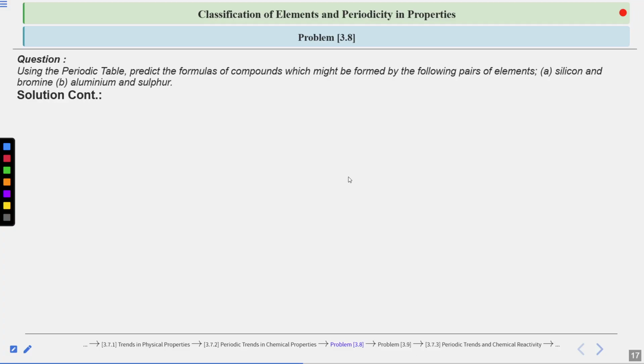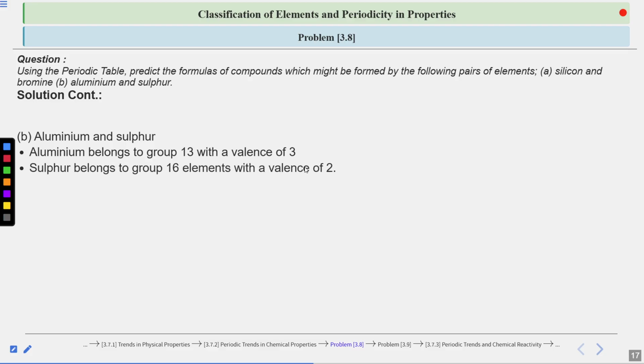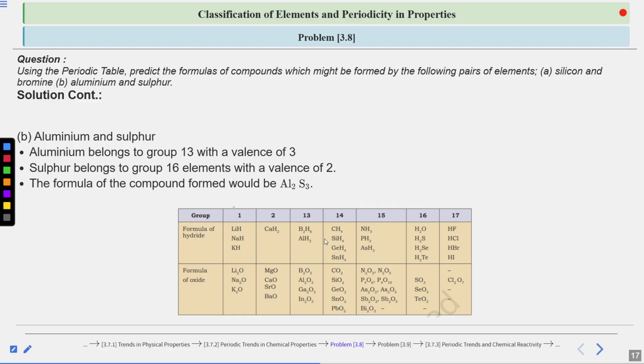Moving on to the next part, which is aluminium and sulfur. Aluminium belongs to group 13, so it has a valency of 3. Similarly, sulfur belongs to group 16, so a valency of 2. And hence the complete formula would be Al2S3. This can also be picturized with the help of this table. The aluminium has a valency of 3. The sulfur here has a valency of 2. They will exchange to form Al2S3.